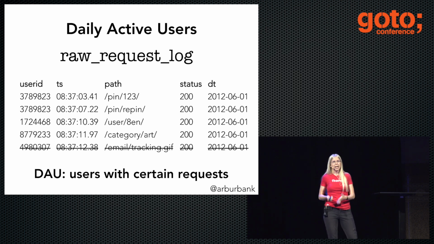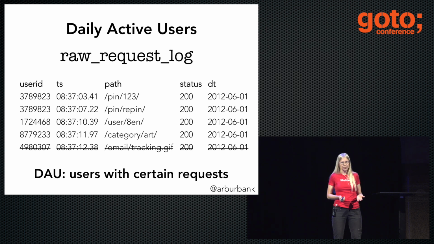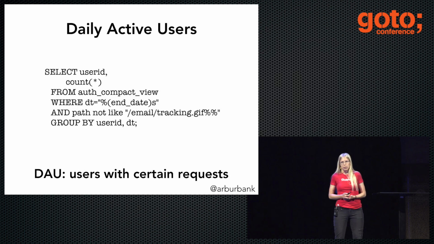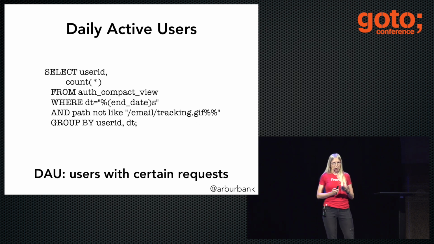So that's great. Now we actually do know who's coming. We can count them. And we can write a query to do so. So we say, OK, you are a DAU if you are in the request log, and your path is not the tracking GIF, and it's on this day. Hooray.